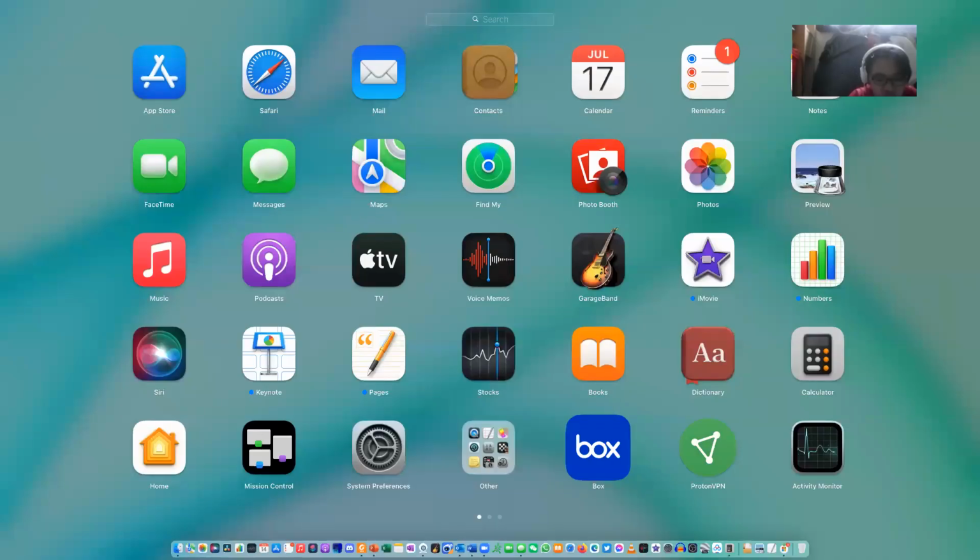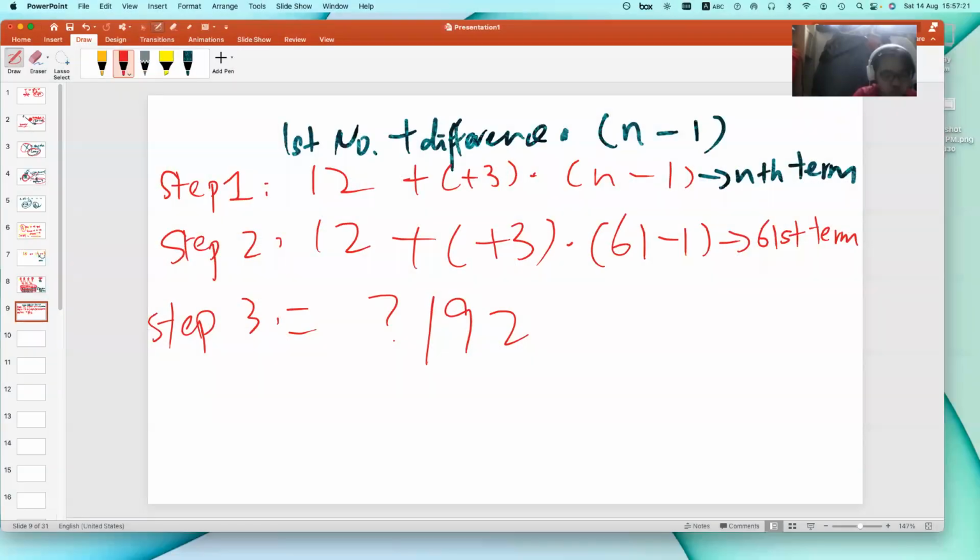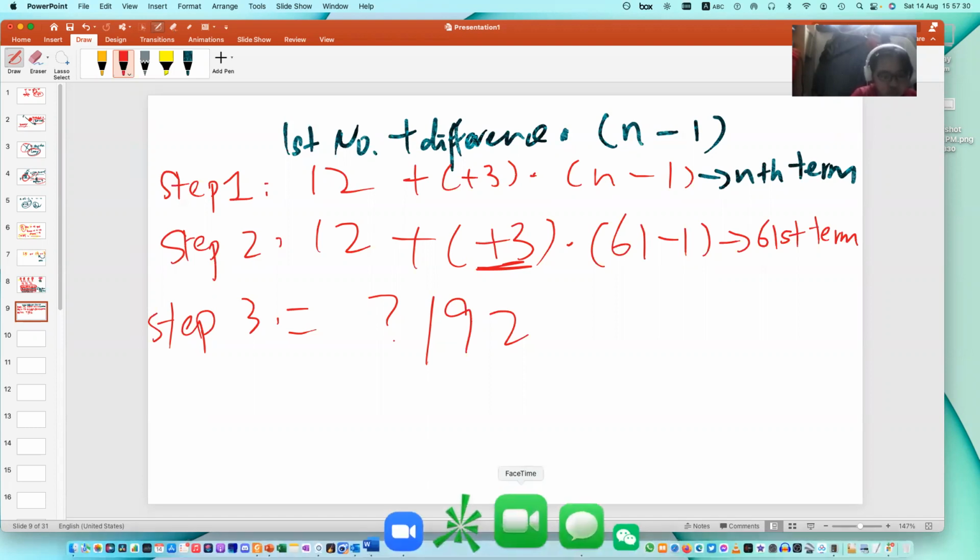What's the formula again? First number plus the difference times bracket n minus one bracket. What's the difference in this case? Plus 3, right? Not 3, it's plus 3. Okay, good. Next.